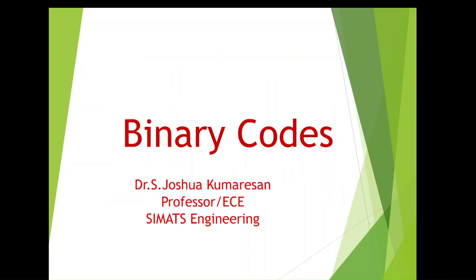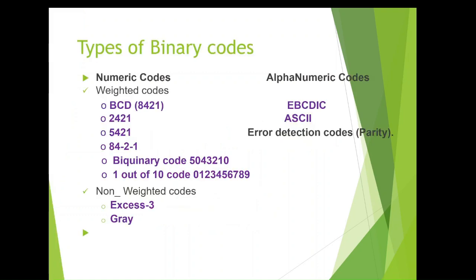In this video, we are going to discuss binary codes. Binary codes are basically classified into three types: numeric codes, alphanumeric codes, and error reduction codes. Numeric codes are further classified into two types: weighted codes and non-weighted codes. The examples for weighted codes are BCD, that is 8421 code, then 2421 code, 5421 code, 84-2-1 code, and biquinary code, 1 out of 10 code. Similarly, the examples for non-weighted codes are XS3 and Gray.